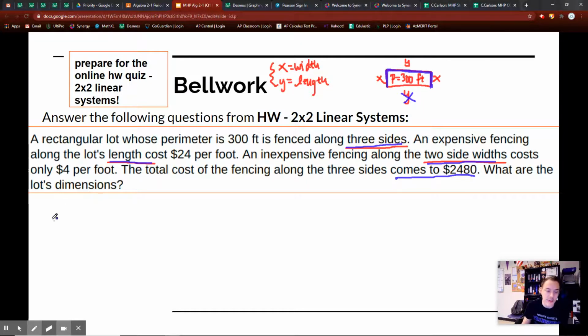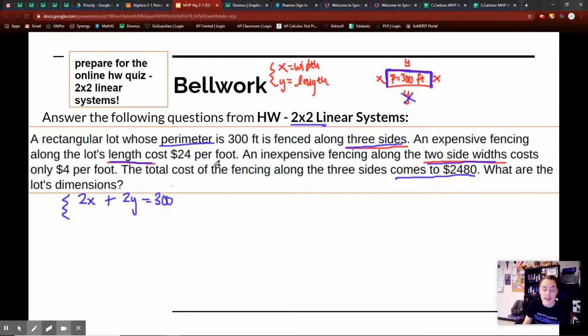So let's kind of develop this. Now, this was from 2x2, so you know you're going to be using some sort of 2x2 linear system. The first one I have is actually very easy. It's the perimeter function. If I add both my widths up, x plus x is 2x. So if I add that up, I get 2x plus y plus another y is 2y equals 300.